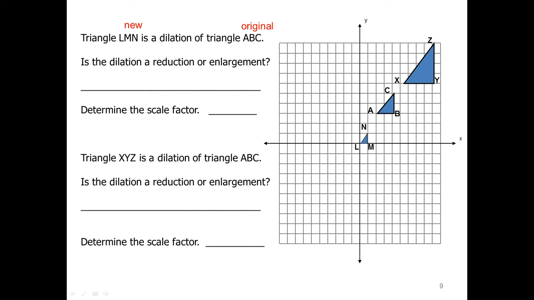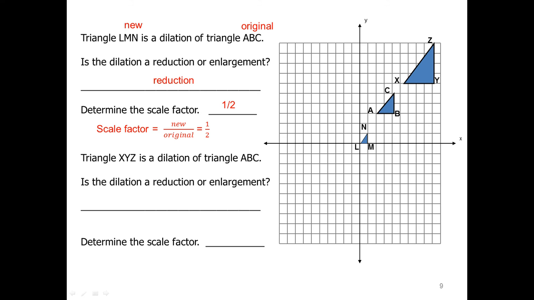So simply looking at it, is it a dilation, a reduction, or an enlargement? And hopefully you can see that it's a reduction. It's definitely getting smaller. To find this scale factor, we're going to take the new side over the original. It doesn't matter whether I look at the length of LM or the length of NM, you're still going to get 1 over 2, so your scale factor is going to be 1/2.